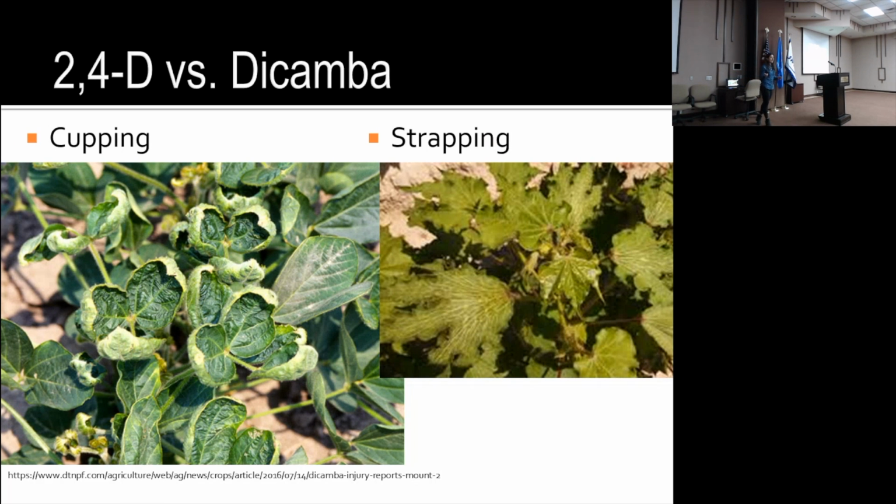2,4-D versus dicamba injury. I think there's a lot of overlap between symptoms, but you will hear with dicamba you see more cupping, and with 2,4-D you see more strapping, where it looks like you just grabbed the end of the plant leaf and pulled it down. So that's kind of textbook. Again, I think you can see both of these symptoms with both of the products.